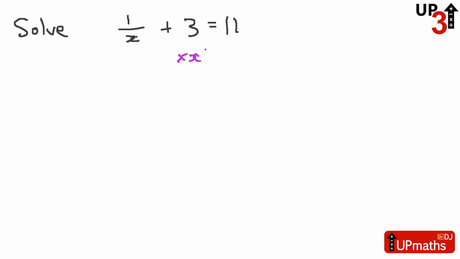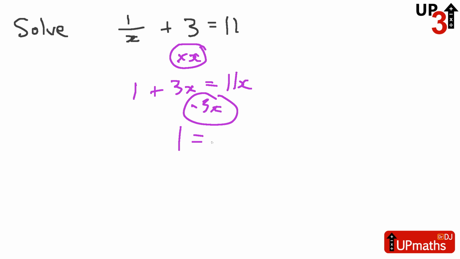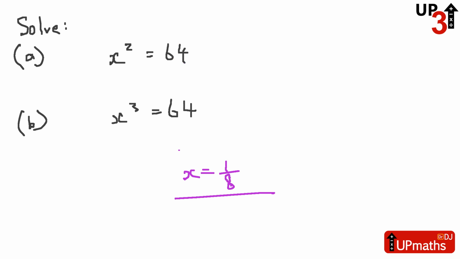I'm going to times everything by x. So that'll be 1 plus 3x equals 11x. I'll minus 3x from both sides. So that'll be 1 equals 8x. So that means that x equals 1/8. Okay, remember, pause the video if you need to have a go in your own time. That's why I'm going so fast.